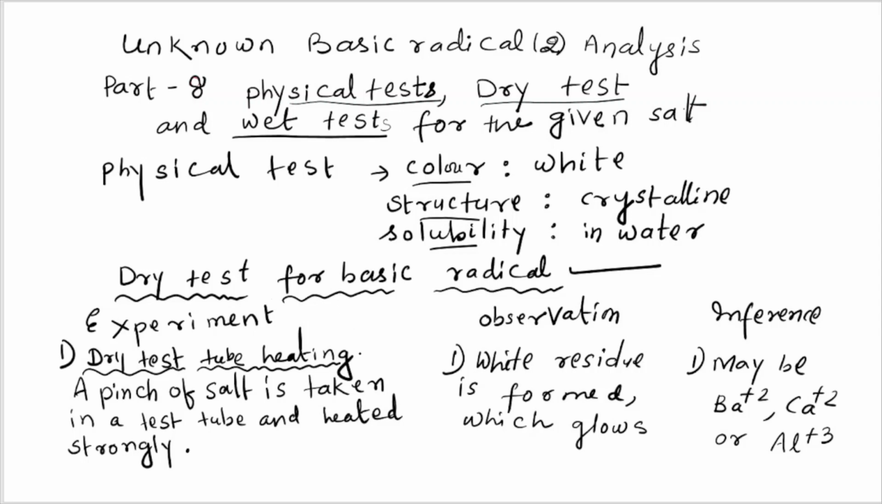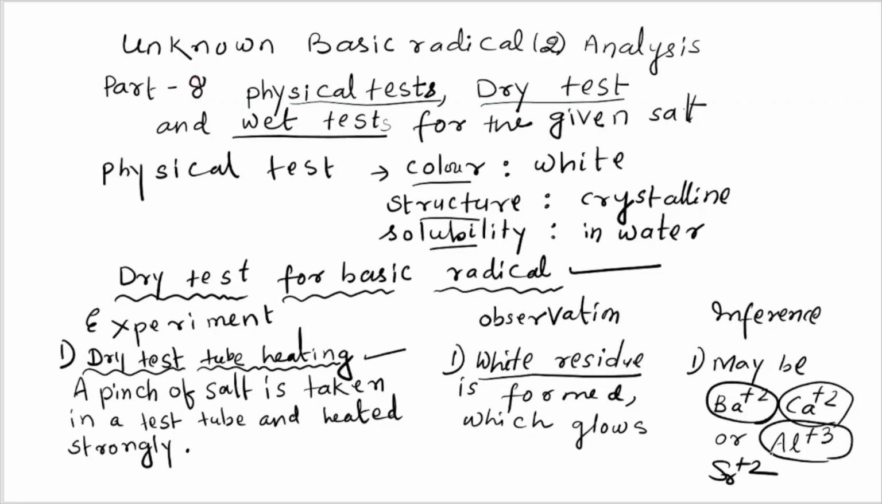First you see the dry test tube heating, where you heat in a test tube. Here you can see a white residue forms which glows, very shining. So what may it be? Maybe Ba2+, Ca2+, Al3+, Sr2+ also.